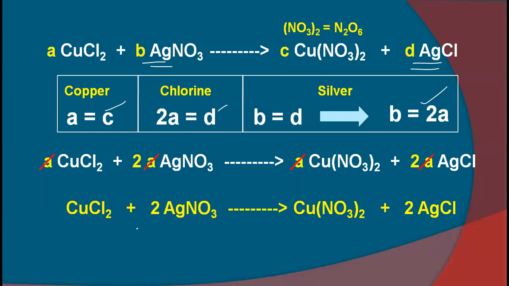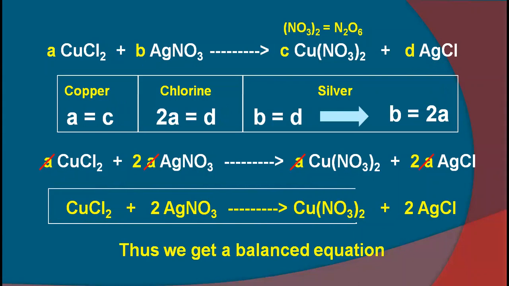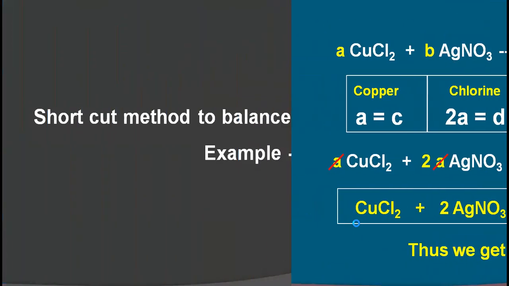Now this equation is a perfectly balanced equation. We have 1 copper atom on the reactant side and product side. We have 2 chlorine atoms here and 2 chlorine atoms on the product side. We have 2 silver atoms on the reactant side and 2 silver atoms on the product side. We have 2 nitrogen atoms on the reactant side and 2 nitrogen atoms on the product side, and we have 6 oxygen atoms on the reactant side, and 3 twos are 6 oxygen atoms on the product side. Thus, we have got the balanced equation. We will see one more example.